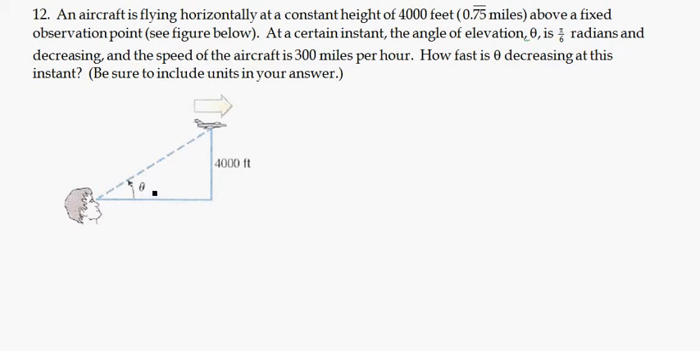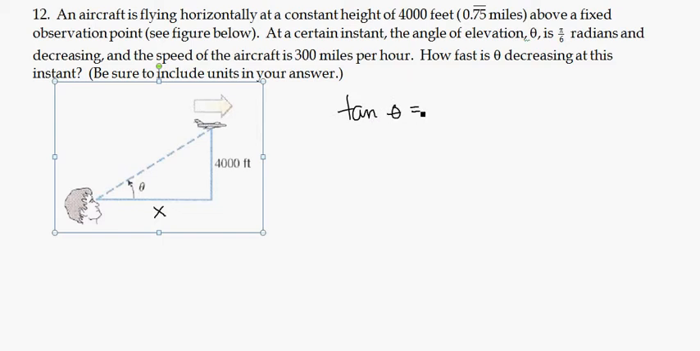Notice that since we're given something about how fast the plane is moving, that's talking about this length here. So let's call this x. And so 300 miles per hour is telling us that dx/dt is 300. Okay, so we need to use the ratio that uses both the opposite and the adjacent side. So that's the tangent of theta equals our 0.75 repeating over x, which we could rewrite as 0.75 repeating x to the negative 1.